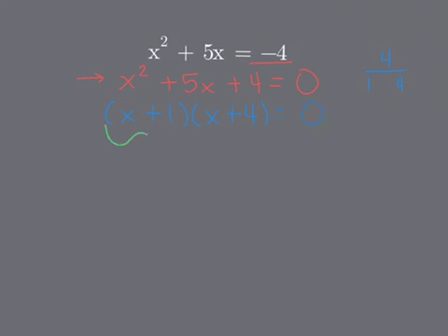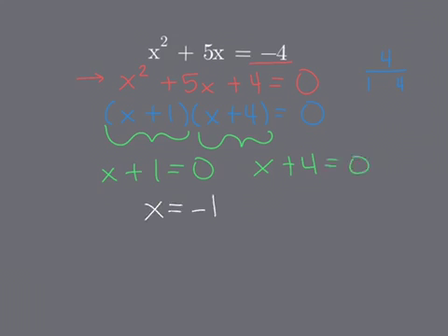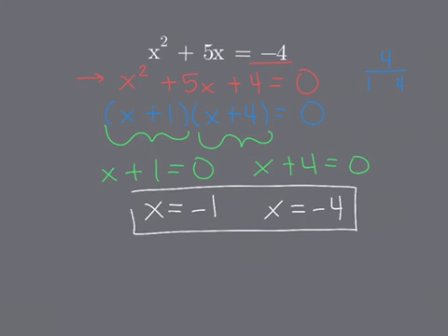Here's our two things being multiplied together. One of those has to be the 0. Either the x plus 1 is the 0 or the x plus 4 is the 0. If we solve the first one, we get x is equal to -1. If we solve the second one, we get x is equal to -4. Again, here are our two solutions to our second power equation.